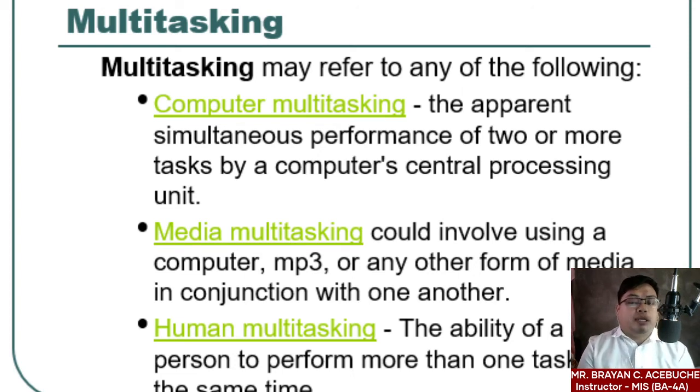When we say computer multitasking, it is the apparent simultaneous performance of two or more tasks by a computer's central processing unit. So the computer is able to perform two or more programs or tasks or sets of instructions. How about media multitasking? Media multitasking could involve using a computer or MP3 or any other form of media in conjunction with one another. When we say human multitasking, it is the ability of a person to perform more than one task at the same time.